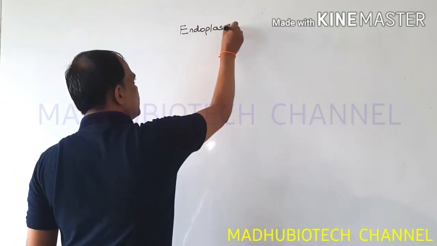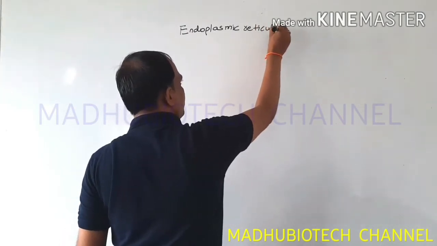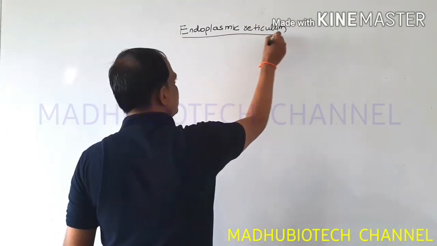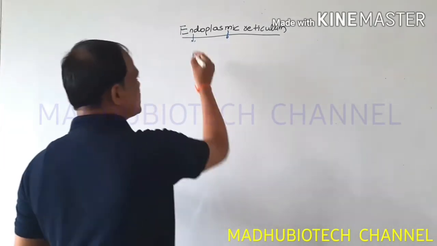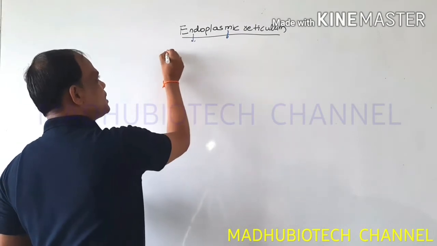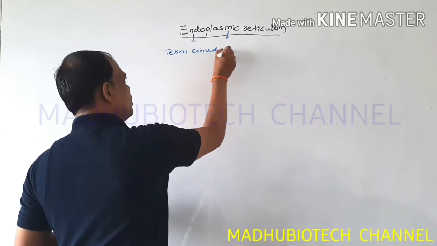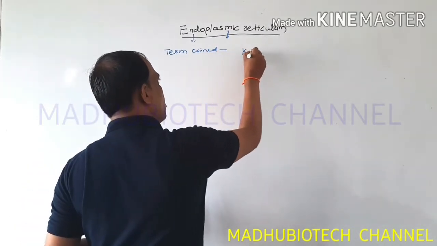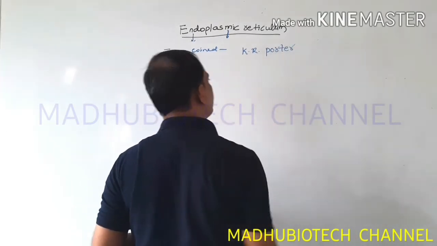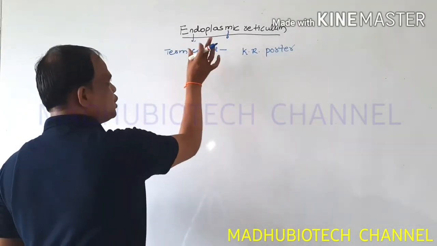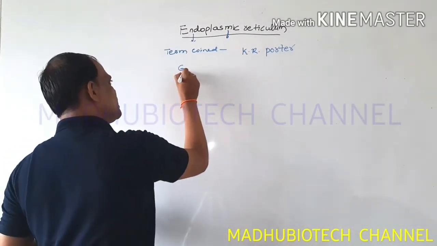Endoplasmic reticulum. Here the term was coined by the scientist K.R. Porter, and the first observer of the endoplasmic reticulum was the scientist Garnier.